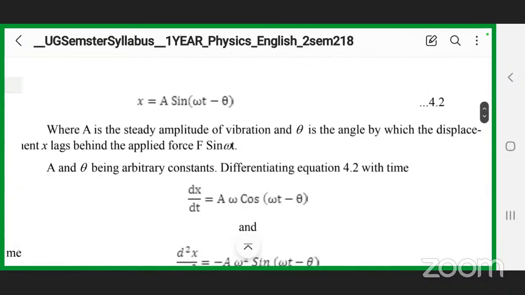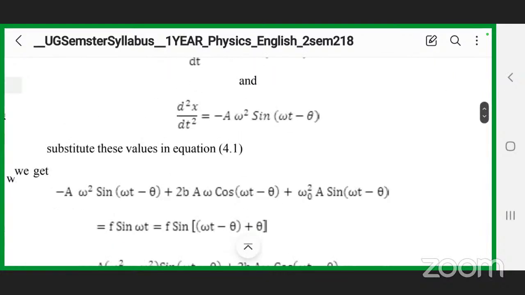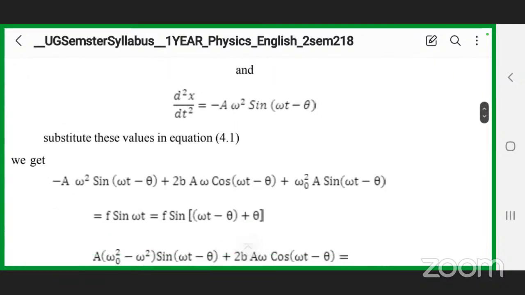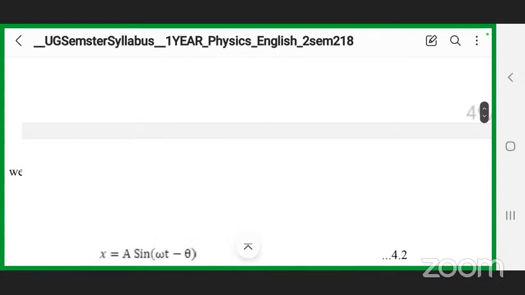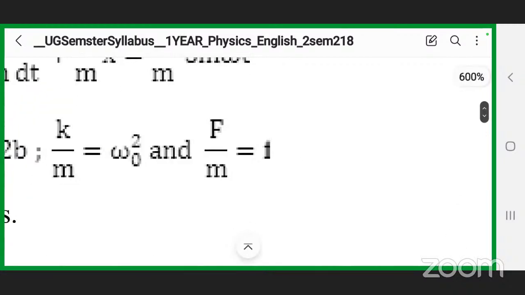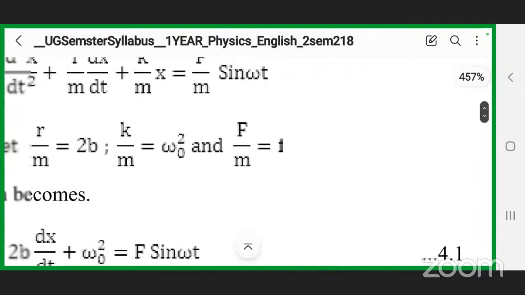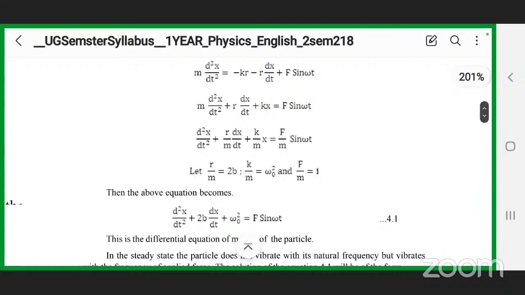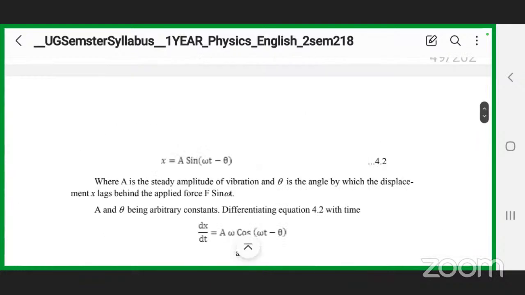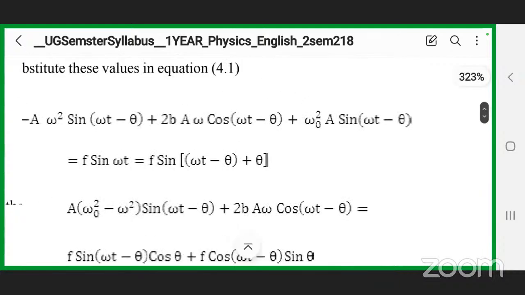So here omega naught square, what is x value? A sin omega t minus theta. That equals to f by m, we are saying small f here, which is not capital F in this equation. Capital F by small m is a small f. Write it down. So many mistakes are there. Correct it. Plenty of mistakes. So here f sin omega.